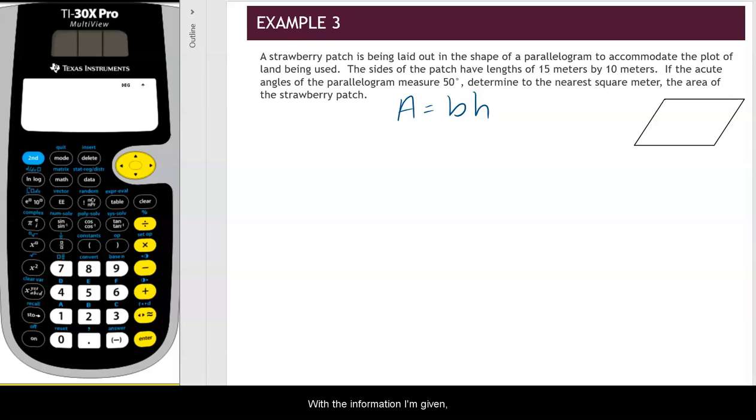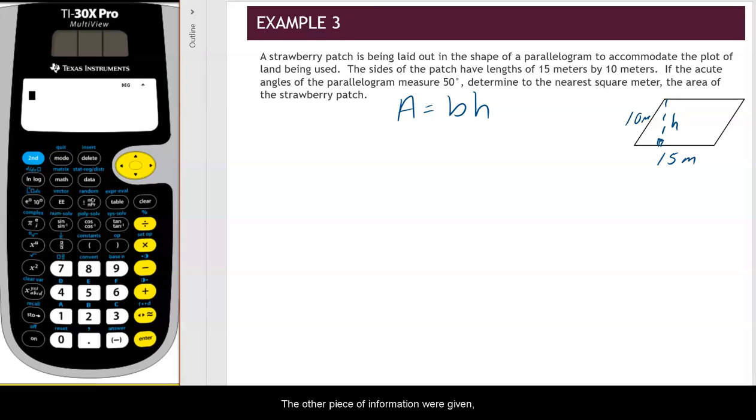With the information I'm given, I do have a base. If I label my parallelogram here, I have 15 meters and 10 meters. So that 15 meters would be my base, but that 10 meters is not my height because it is slanted. I'm going to need to draw in a perpendicular to the base to find my height. I'm going to do this using one of our trig functions because when I drew in that perpendicular, I made a right angle.